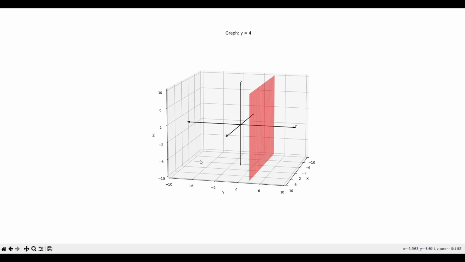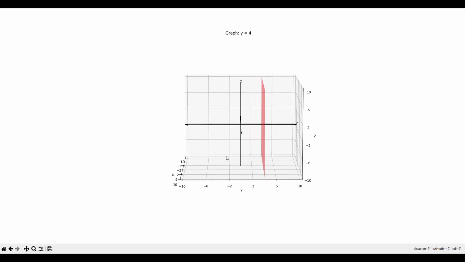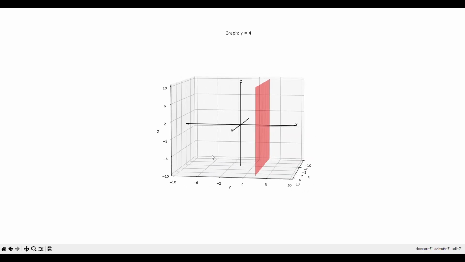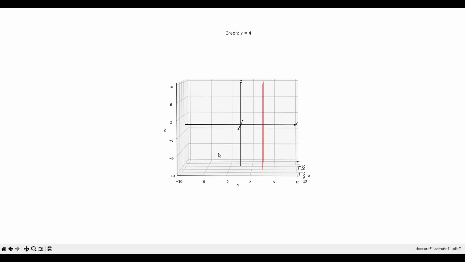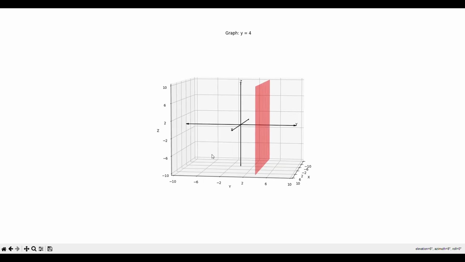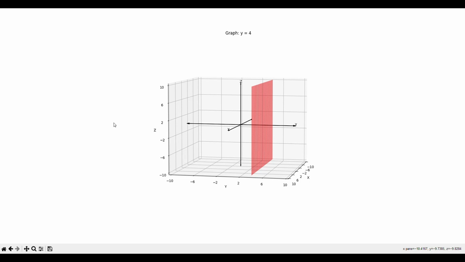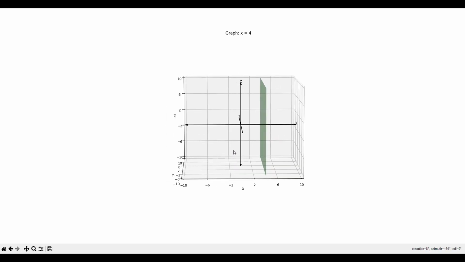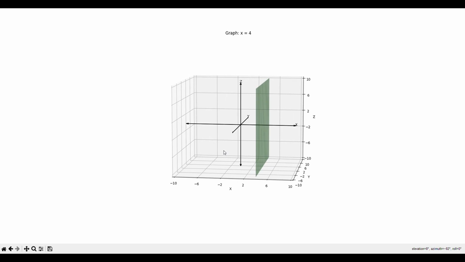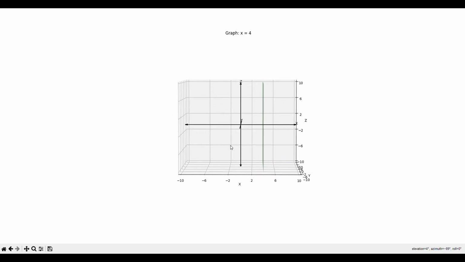Likewise, the equation y equal to 4 will represent a vertical plane, 4 units right of the origin on the positive y-axis, where y is constant at 4, meaning that the plane is parallel to the xz plane and passes through the point (0, 4, 0). x equal to 4 will also represent a vertical plane, 4 units right of the origin on the positive x-axis. x is constant at 4, meaning that the plane is parallel to the yz plane and passes through the point (4, 0, 0).